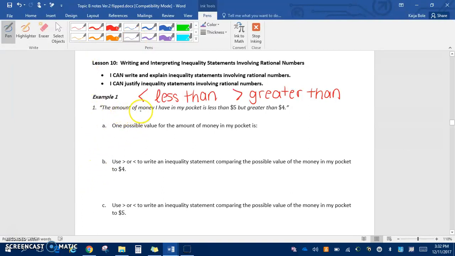Example 1 says the amount of money I have in my pocket is less than $5 but greater than $4. What is one possible value for the amount of money? If it's in between 4 and 5, maybe $4.50 would be an option. Part B says to use these symbols to write an inequality statement comparing the possible values of the money in my pocket to $4. So we're comparing 4 and $4.50, and $4.50 is greater, so the symbol needs to open up to face the bigger number always.